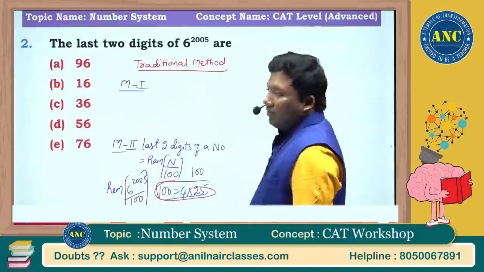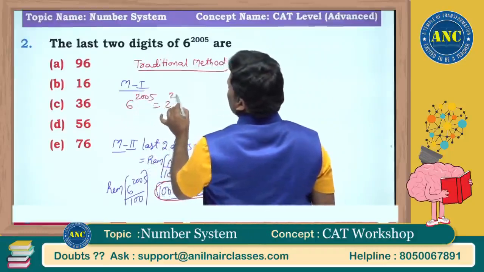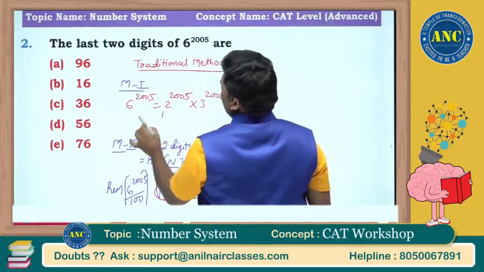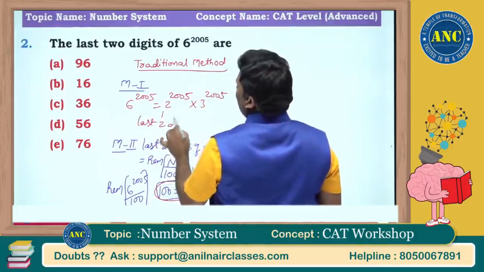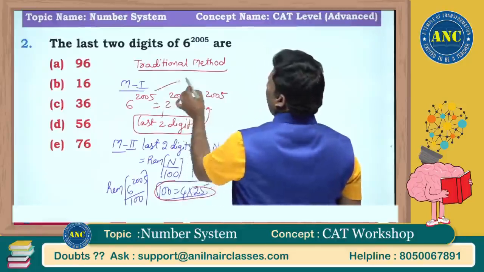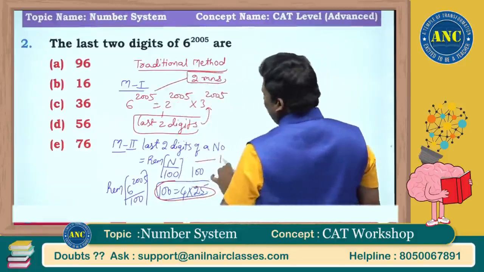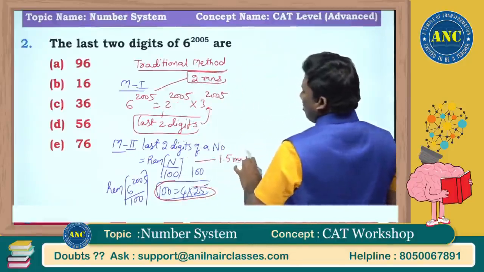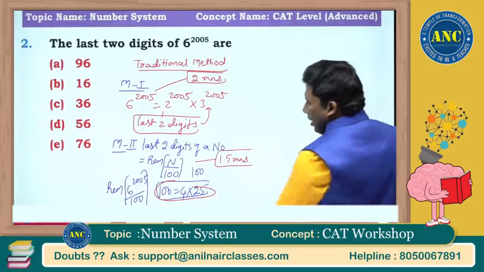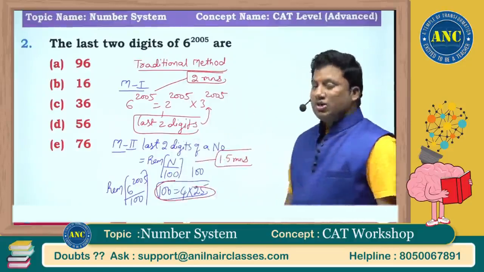The next method is to factorize 6 power 2005 into 2 power 2005 and 3 power 2005. They will find the last 2 digits for 2 power 2005 and 3 power 2005 and multiply them. It takes around 2 minutes, or 1.5 minutes, to solve this question. Now we are getting into level 3, advanced level. That is the reason it is question number 2.